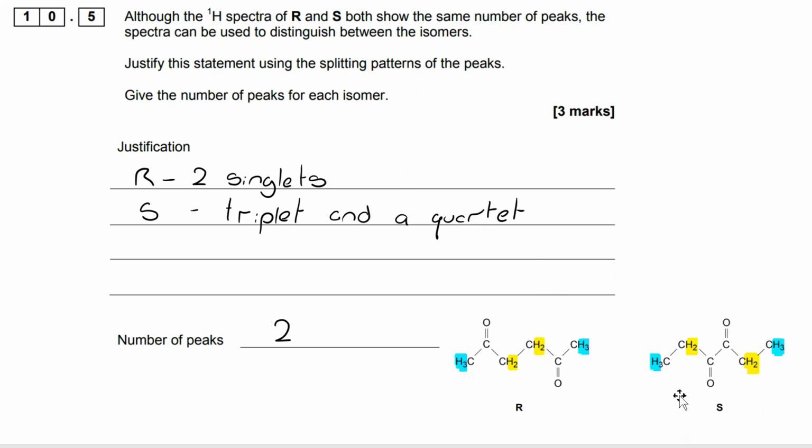However, in S, we've got our CH3. Those H's are next to a carbon with 2 H's, so they will split into a triplet. And the H's in the CH2 environment are next to a CH3, so they split into a quartet.